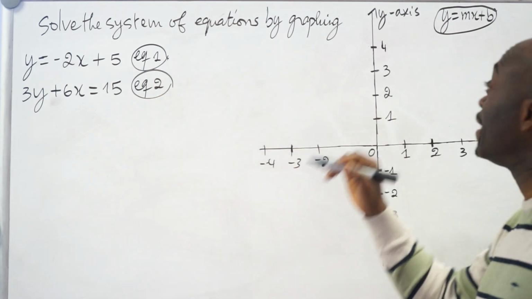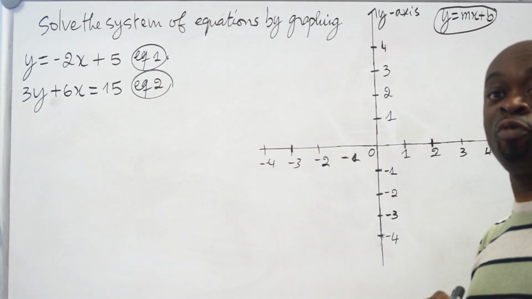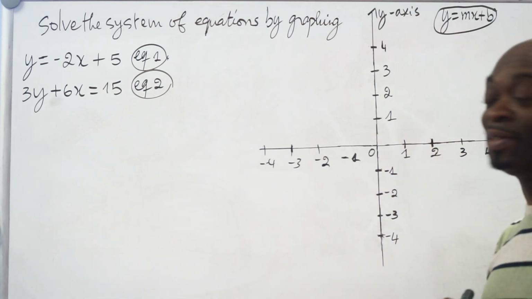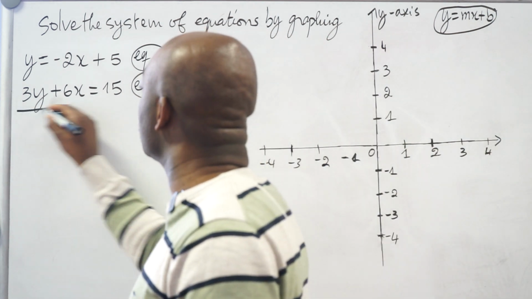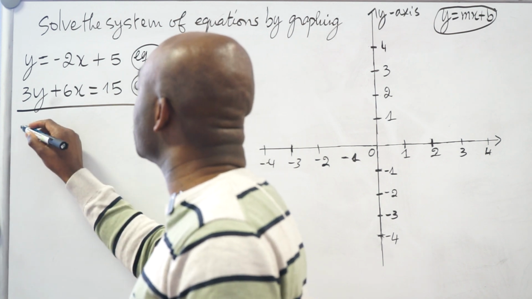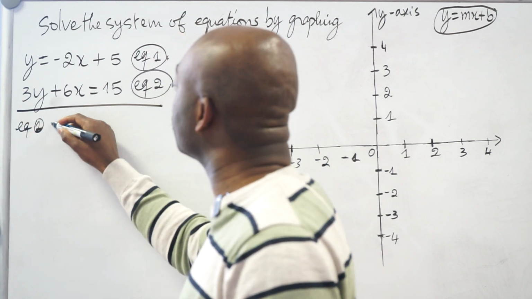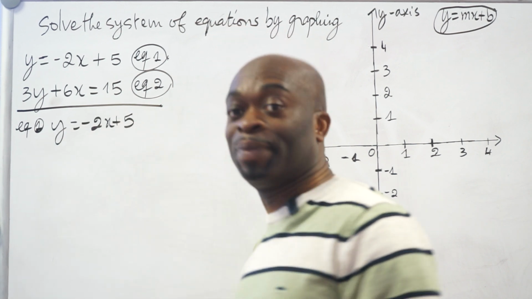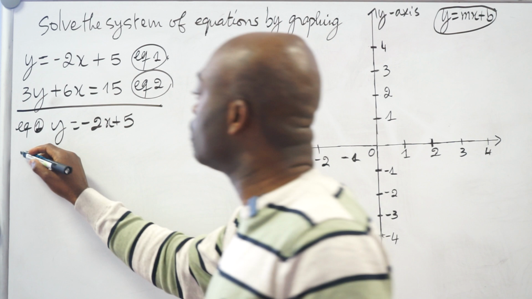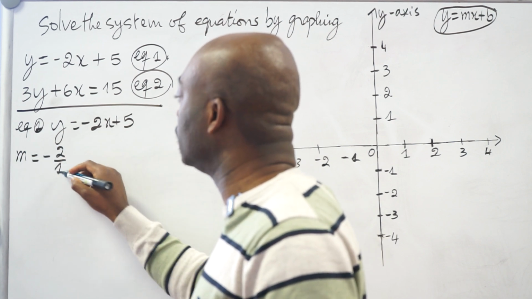That one already conforms with the format here, so we don't really need to do a lot of work there. So equation 1 is y equals negative 2x plus 5. What's happening here? From here we can pull out m, which is the slope, which is negative 2 over 1.